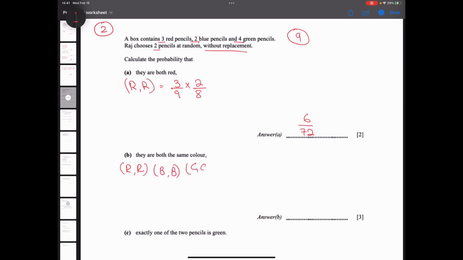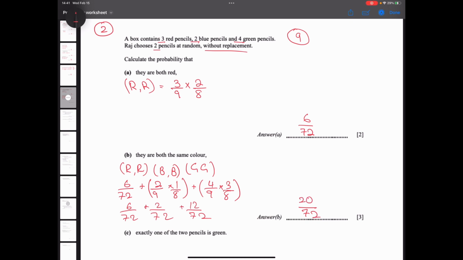Both are the same color, so it can be red, red, blue, blue, or green, green. Red, red is 6 out of 72. Plus, blue, blue is going to be 2 out of 9, 1 out of 8. Green, green would be 4 out of 9, 3 out of 8. That's why it's a 3 marks question. 6 out of 72 plus 2 out of 72 plus 12 out of 72. So it's out of 72, so 12, 8 is 20 out of 72.